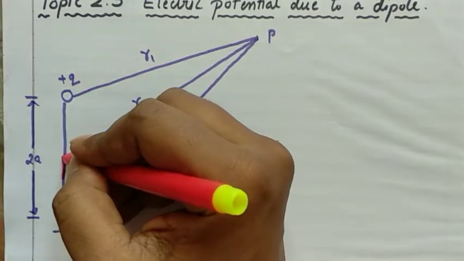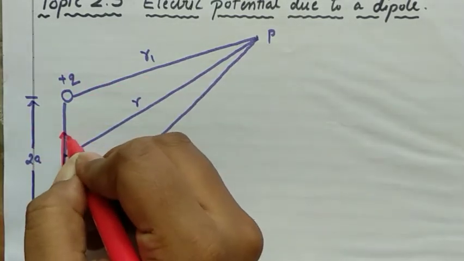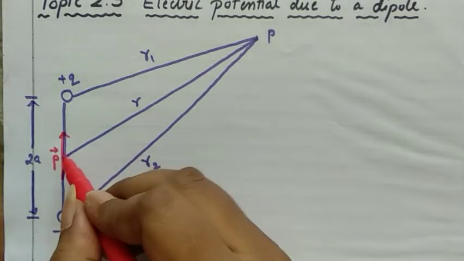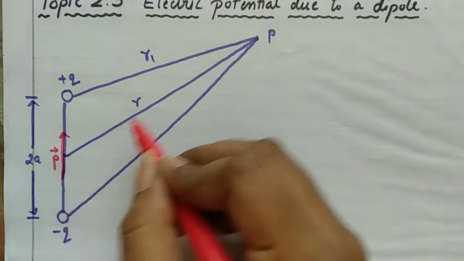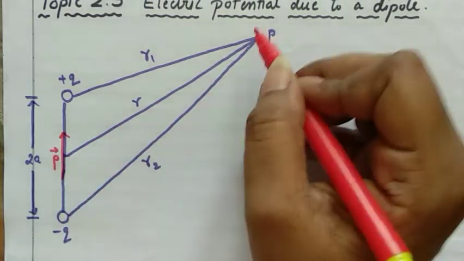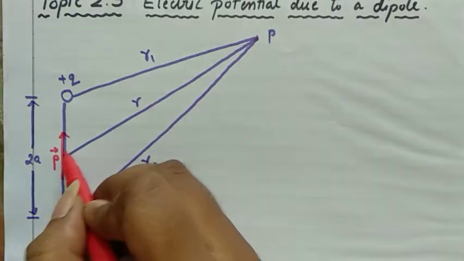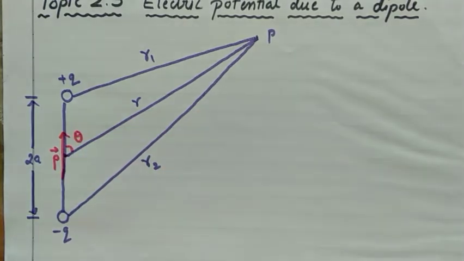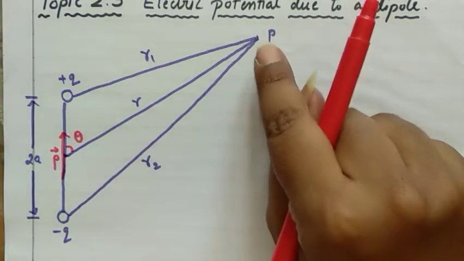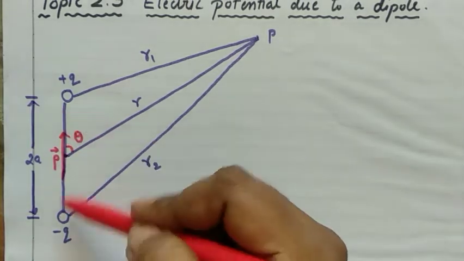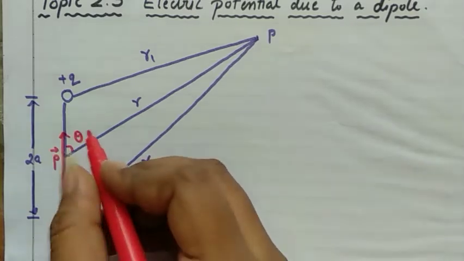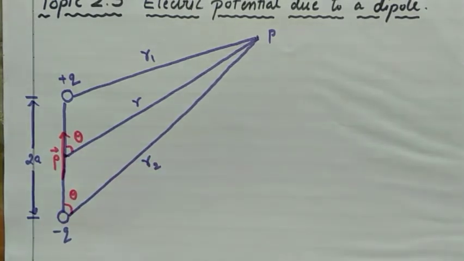So I'll draw the dipole moment along with its direction. This is our dipole moment. This dipole moment makes an angle theta with the direction of point P with respect to the center of the dipole. Now suppose point P is very far from this dipole, then I can consider this angle to be equivalent to this theta. Okay, now we'll start with our derivation.